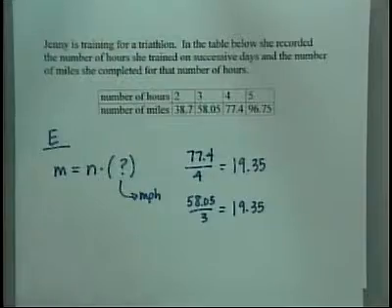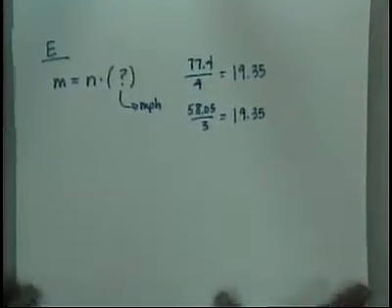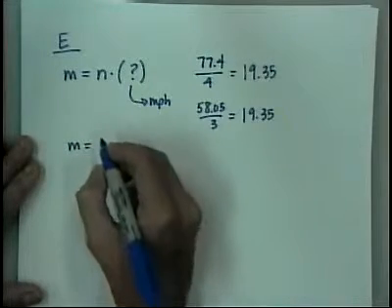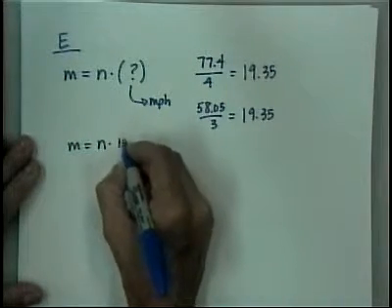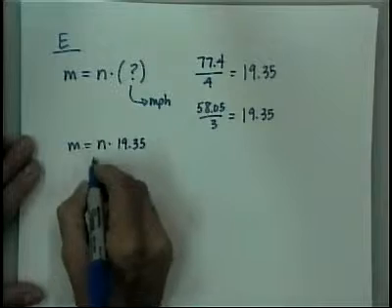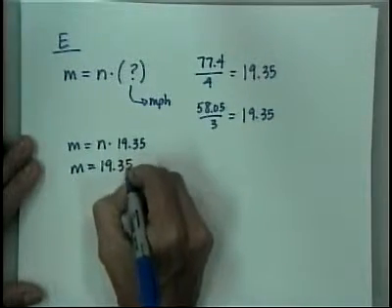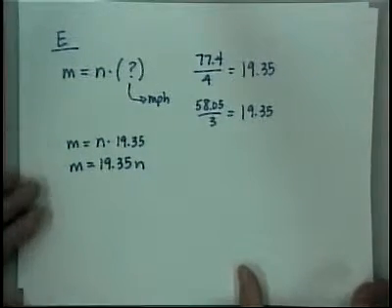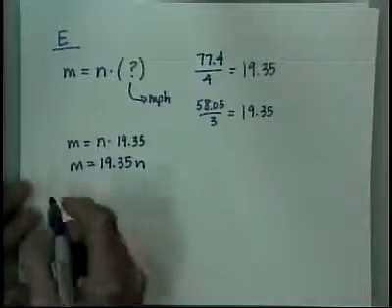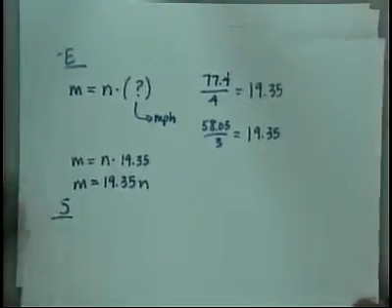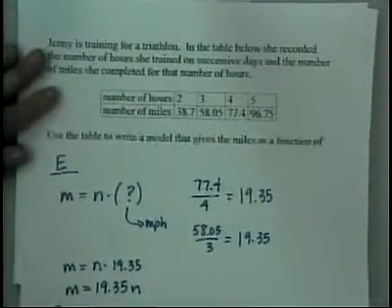So now we're ready to complete our equation. We can write that the miles are equal to the number of hours times 19.35, but that should be written 19.35 n is equal to m. So we've got an equation. Now we're ready to solve or answer the questions asked that go with this model.